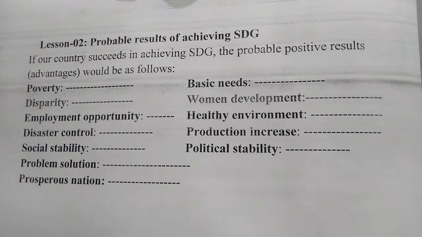Next point, problem solution. Social, economic, and political problems will be resolved through expanded partnership with other countries. Last point, prosperous nation. The doors of education, culture, knowledge will remain open. We will move forward in the fields of sports, science, and technology. Finally, we will be able to establish our dignity as a peaceful and prosperous nation in the world.